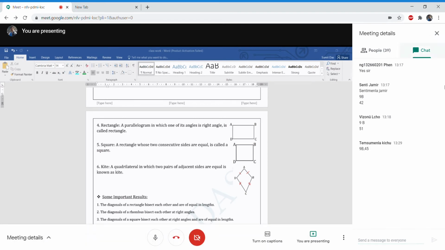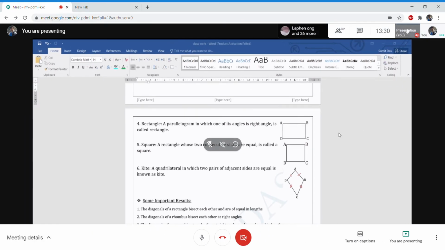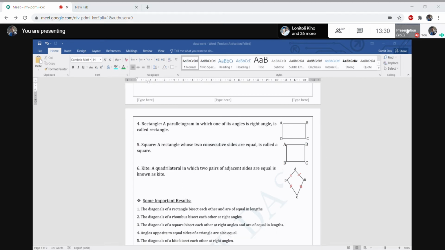Those who are writing your name and roll number, I told you not to write name and roll number now. When I tell you, then only put your name and roll number. Don't repeat this.